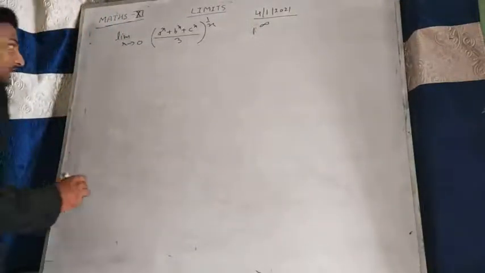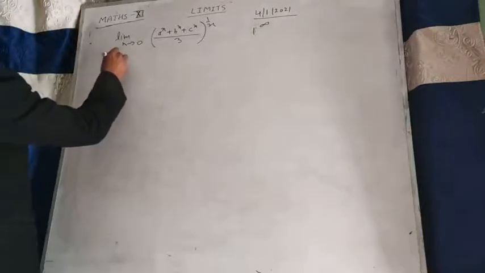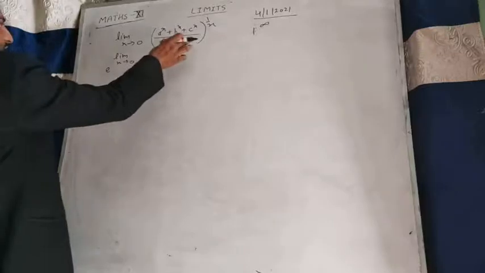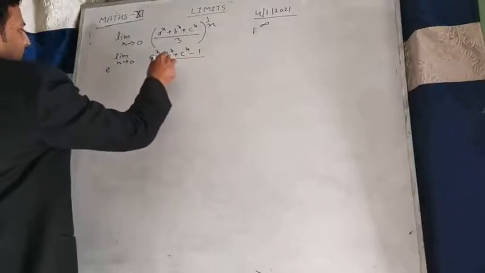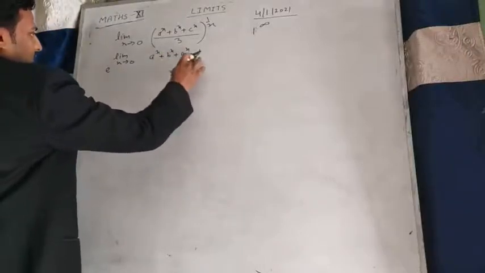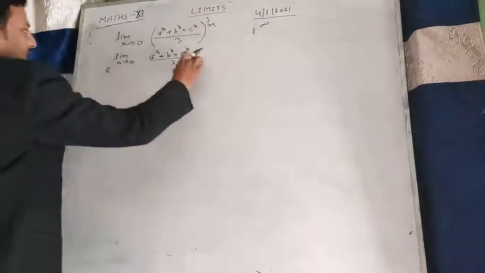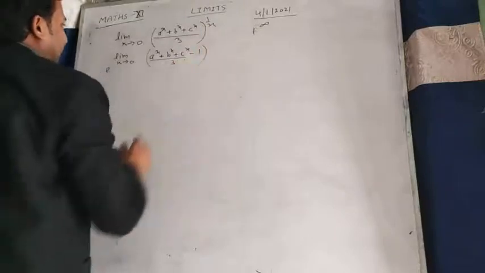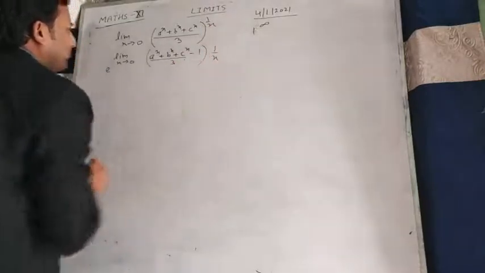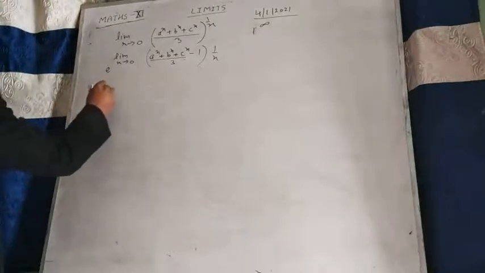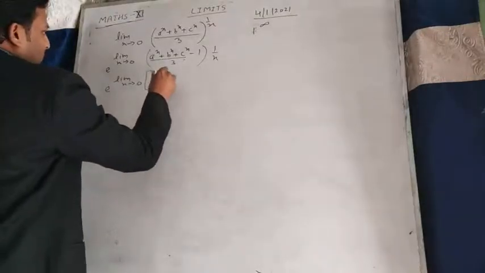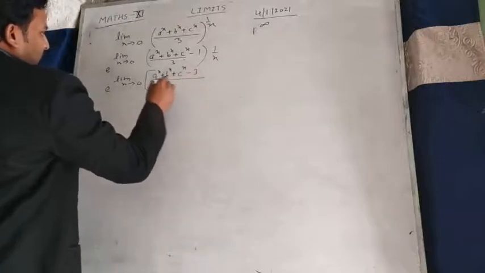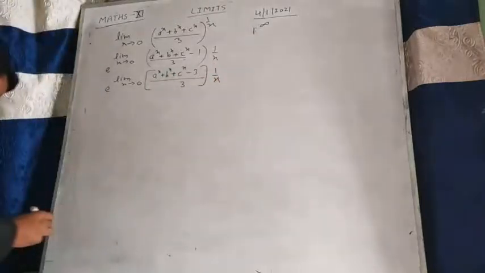So you know we use this form: e to the power limit x tends to 0 of (f(x) minus 1) into g(x). So we can write in this form e to the power limit x tends to 0 of ((a^x + b^x + c^x minus 3) by 3) and 1 by x. Okay students, I hope you understand.